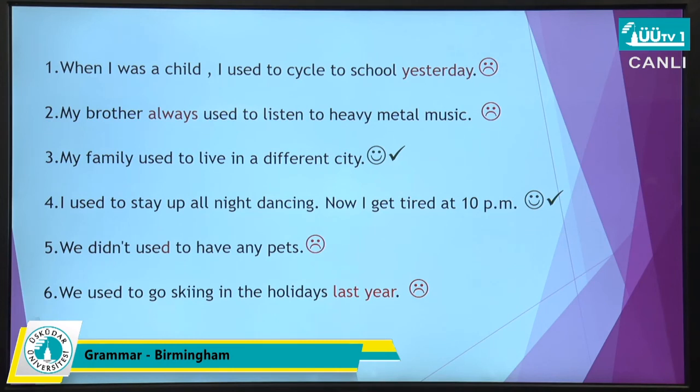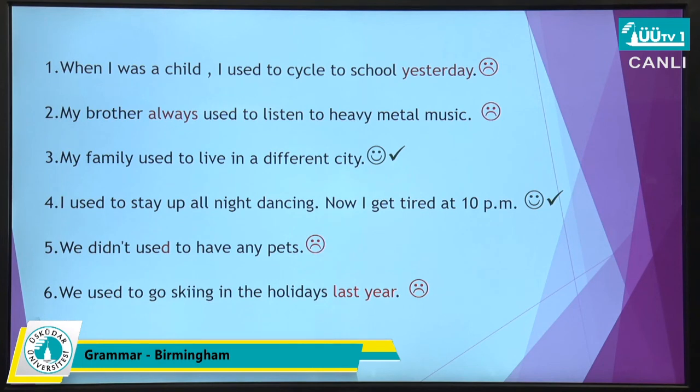Number 2, my brother always used to listen to heavy metal music. Always. So we have used to. We can show repetition of the action or habit of action in the past, so we don't need to use always. Number 3 is correct. My family used to live in a different city. Number 4 is correct. I used to stay up all night dancing. Now I get tired at 10 p.m.